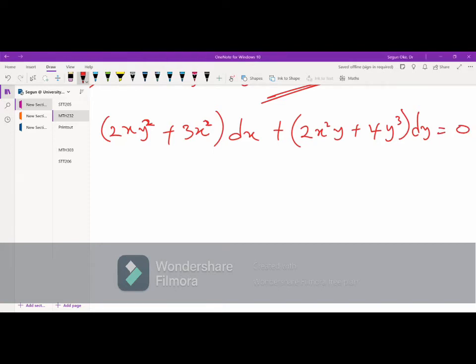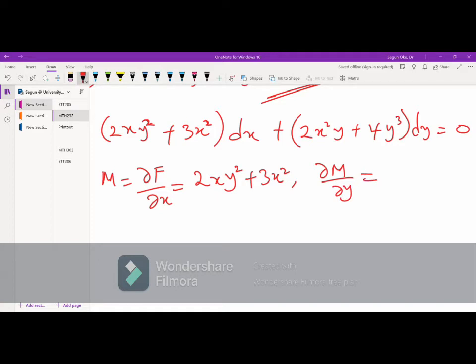Now, from our knowledge, we know that our M is the same thing as the F, the X, right? Are we together? Yes, sir. Which is 2xy squared plus 3x squared. What is the M? The M dy rather.